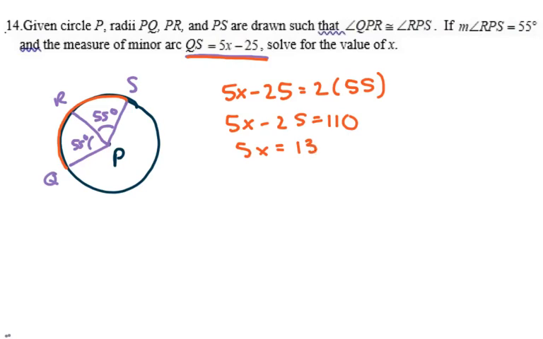5x is equal to 135, so x is equal to 27 degrees. And that would be the value of x given our problem.